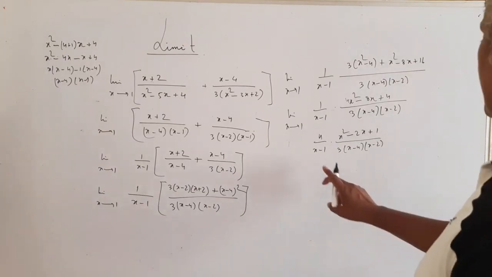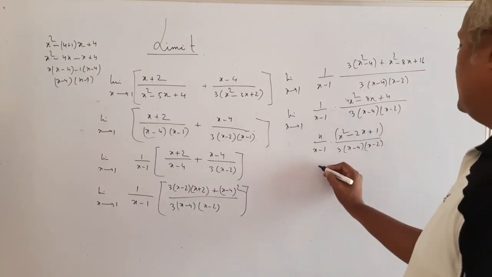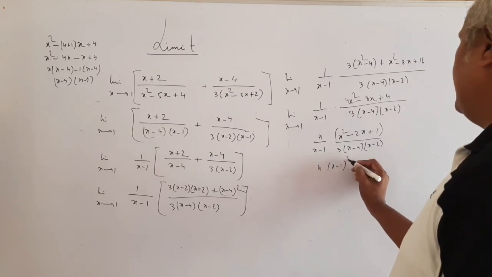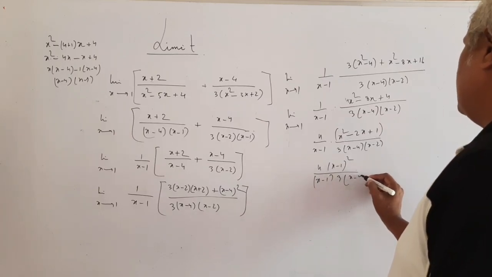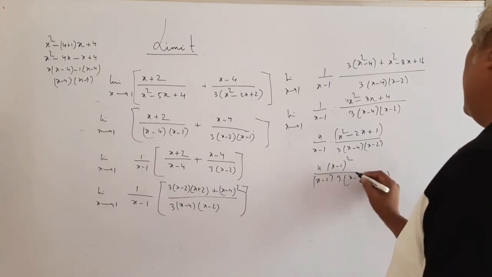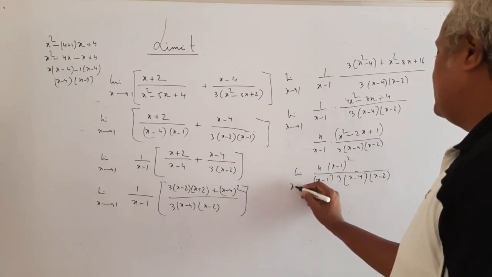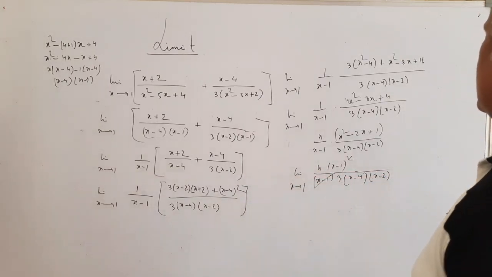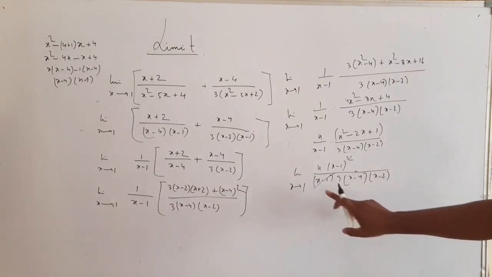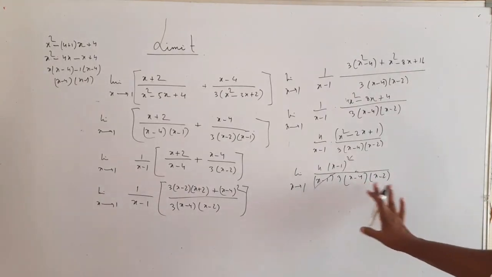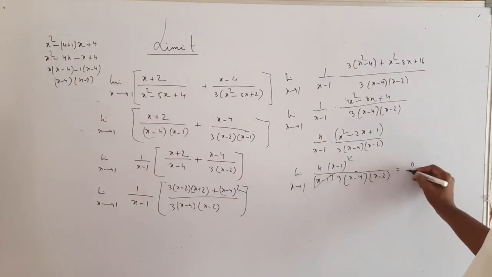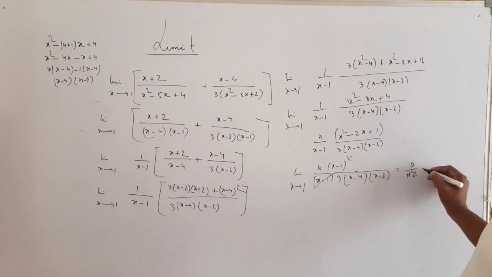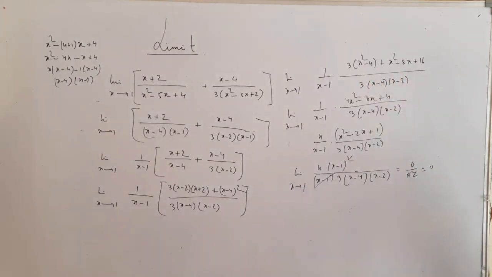Now just check it out, what is this? 4 times (x minus 1) whole square over (x minus 1) times 3 times (x minus 4)(x minus 2), and limit x tends to 1. This power cancels this one. Now there is no x minus 1 factor in the denominator, so the denominator is not going to be 0 when you put x as 1. So you see now the numerator is 0 but the denominator is non-zero, so the answer is 0, and that is the value of this question.